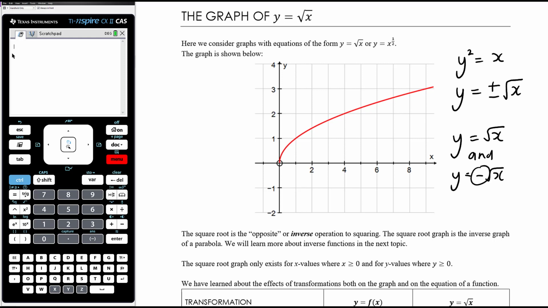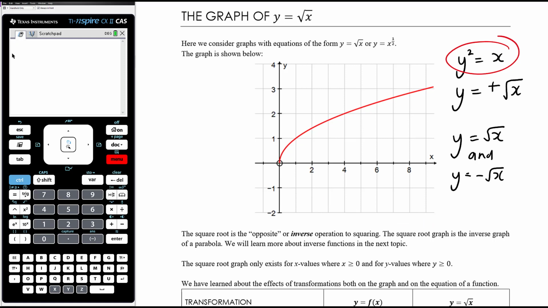Now, we know that when we stick a negative in front of a function, that's when we reflect it in the x-axis, and so that's when we're seeing this bottom half of the parabola there. So if we were looking at the graph of y squared equals x, that would be y equals both the positive and negative square root of x, and we would have the whole sideways parabola.